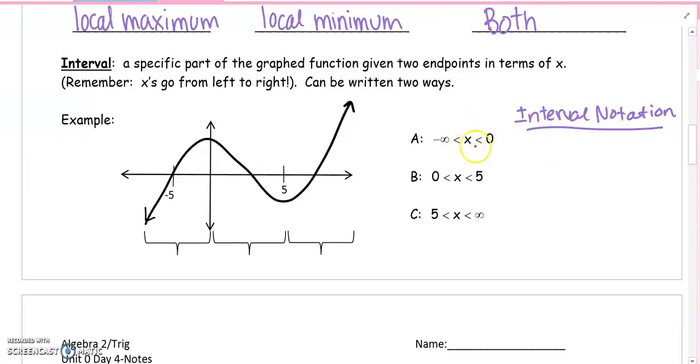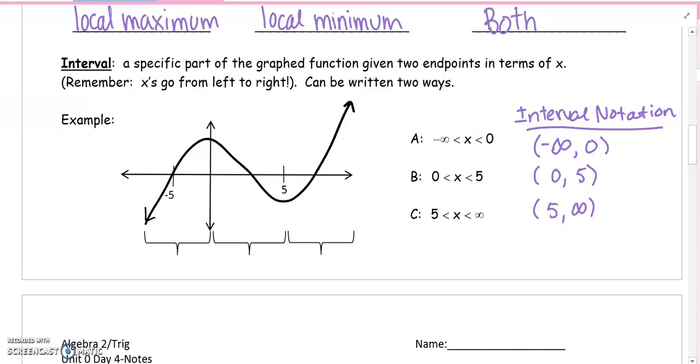For interval notation, if we wanted to rewrite this in interval notation, we're going to use parentheses, and it's going to be from -infinity to 0. So this one, if we wrote it in interval notation, would be 0 to 5, and the next one would be 5 to infinity. So you'll learn more about interval notation in pre-calc, but for right now, this is just so that you know. Whenever I ask you for an interval, you can write it either way, that's okay. The nice thing with the interval notation is it's a little bit shorter.